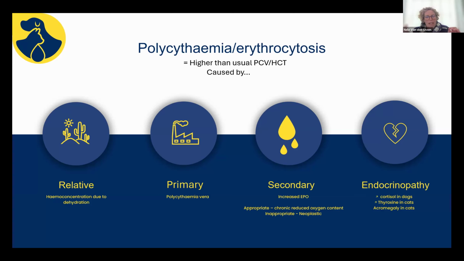We then, on the other hand, talk about secondary, where you can still get such a high hematocrit or PCV, but it is because of an increase in erythropoietin. Now, that increase could be appropriate, appropriate being that there is hypoxia that triggers erythropoietin production in the kidneys. That could be, for example, because you live high up in the mountains and there's less oxygen in the air.